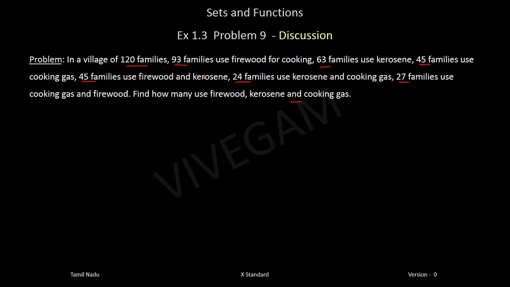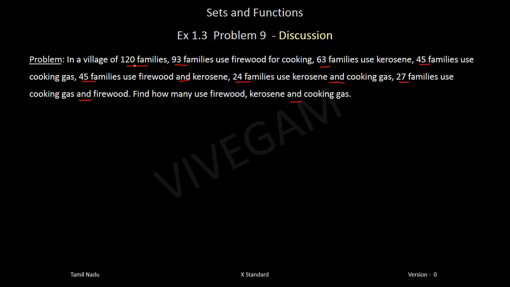So n(F intersection K) is 45. 24 families use kerosene and cooking gas, so K intersection G is 24, and 27 families use cooking gas and firewood, so G intersection F is 27. We are asked to find the number using firewood, kerosene and gas. So n(F intersection K intersection G). What is this?